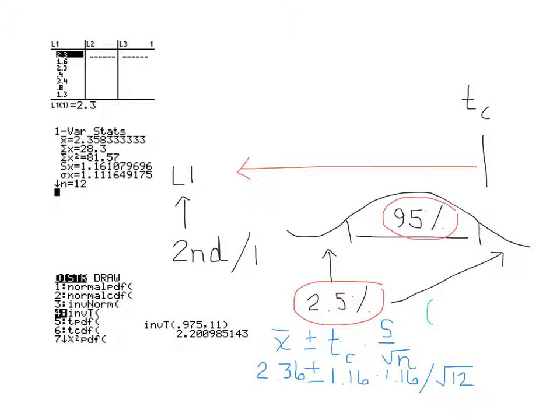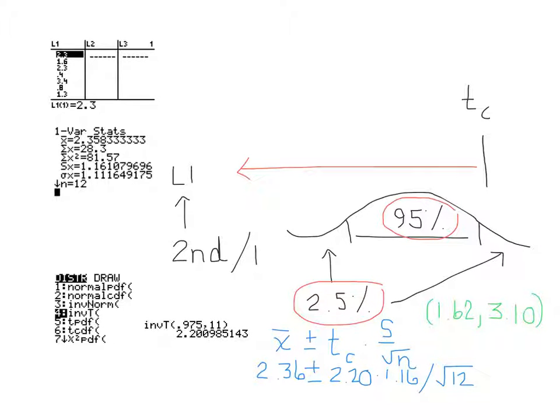So if we type 2.36 minus 1.16 times, oops, I copied down the wrong critical value. Sorry, 2.20. Sorry, my goof. So our critical value is 2.20, and then times our 1.16 divided by square root 12. We should have a lower limit of our interval equal to 1.62. The upper limit of our interval can be found doing the very same thing, but instead doing 2.36 plus that margin of error. And when we do that, we get an upper limit of 3.10 when we round to 2 digits after the decimal point.